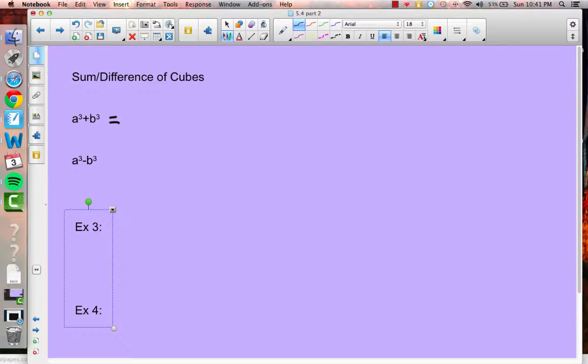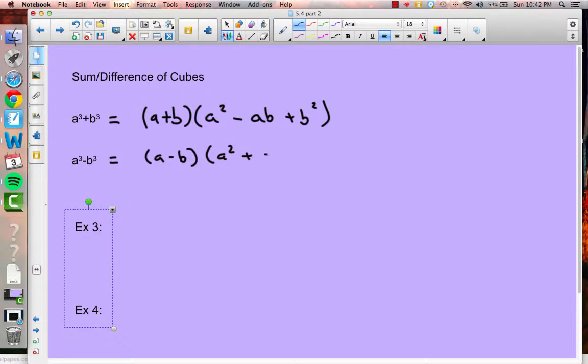The formula you're going to always use for this is going to be a plus b in one set of parentheses, and then the rest of it's going to be a squared minus a times b, and then plus b squared. Okay? And then the same concept is for the difference of cubes, except the first part is going to be an a minus b, and then a squared plus a times b, and then plus b squared. So they're almost identical formulas except a few signs change, basically.